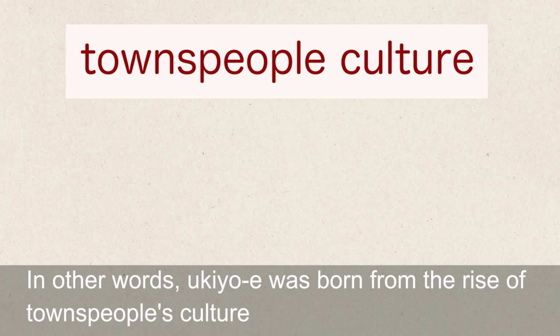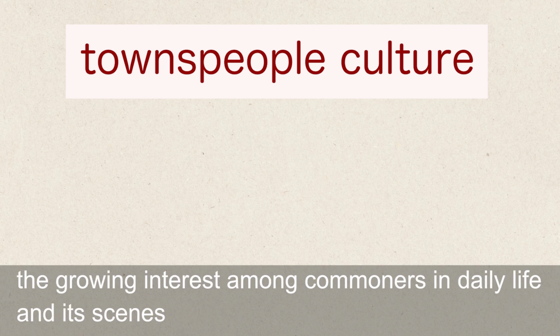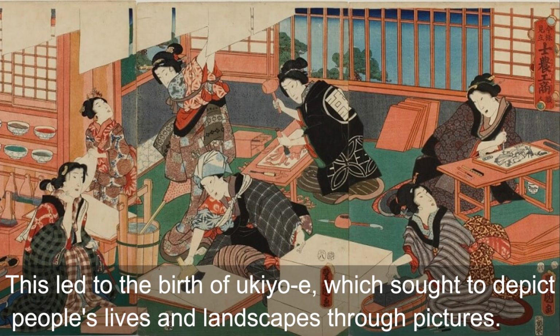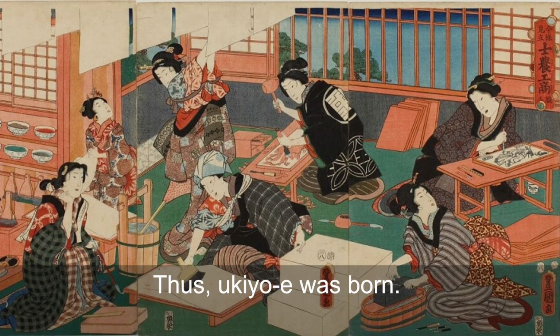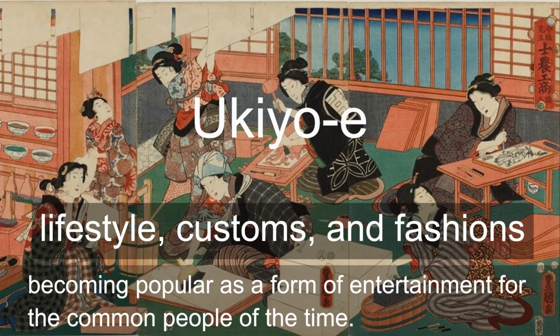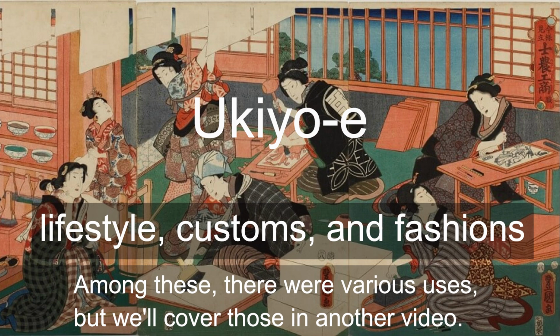In other words, ukiyo-e was born from the rise of townspeople's culture, the growing interest among commoners in daily life and its scenes, and from Muranobu's rediscovery of the picture as a medium for conveying information. This led to the birth of ukiyo-e, which sought to depict people's lives and landscapes through pictures. Thus, ukiyo-e was born. Essentially, ukiyo-e is a general term for paintings reflecting the lifestyle, customs, and fashions that developed during the Edo period, becoming popular as a form of entertainment for the common people of the time. Among these, there were various uses, but we'll cover those in another video.